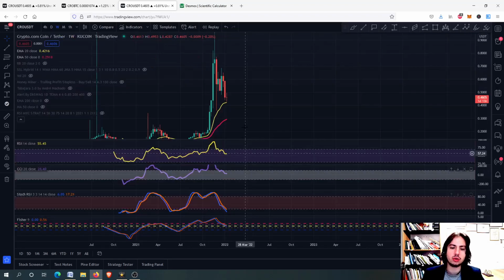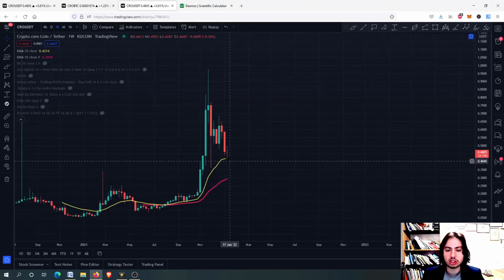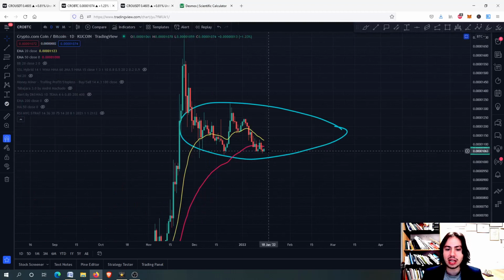we have the stochastic saying it is oversold, and we want to see how the price will react into this oversold situation of the stochastic. At the same time, we want to see how CRO against Bitcoin will react.